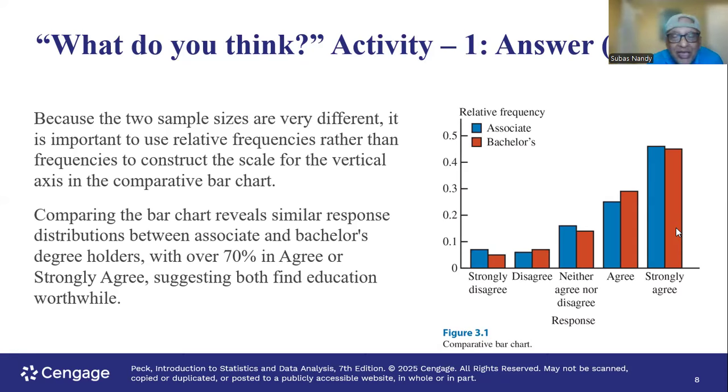The lowest heights of the bars are in the strongly disagree category, both in associate degree and in bachelor's degree. What is the message from here? The message is most students with an associate degree or a bachelor's degree strongly agree with the statement that education is important.